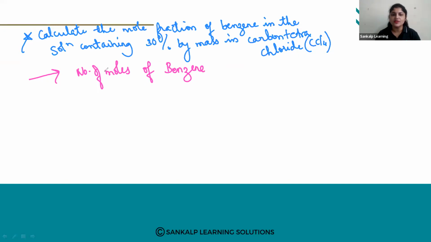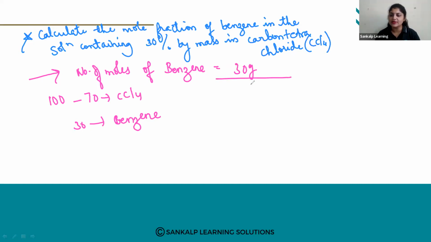Means what? Out of 100%, 70% is your carbon tetrachloride and 30% is your benzene. So now number of moles of benzene. Benzene, how much is it? 30 grams. So 30 grams divided by the molar mass. Molar mass of C6H6.